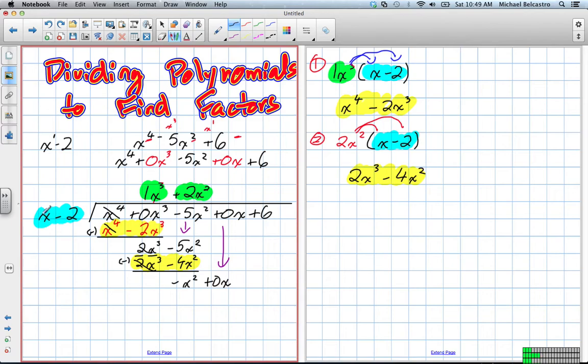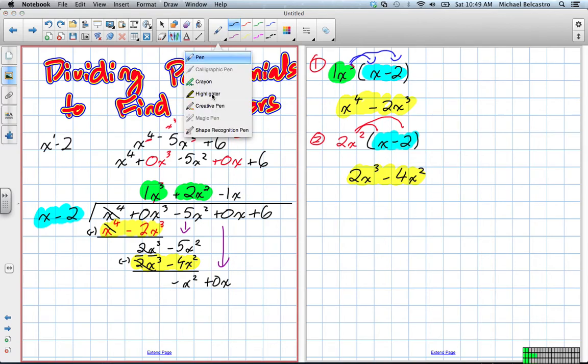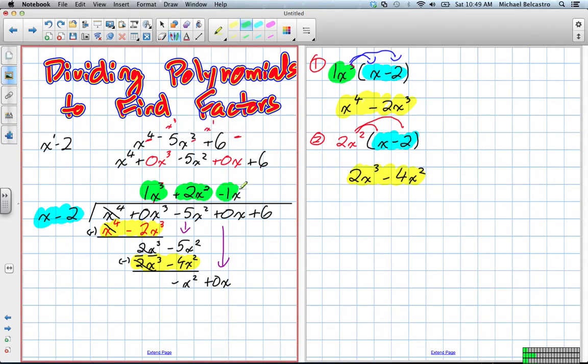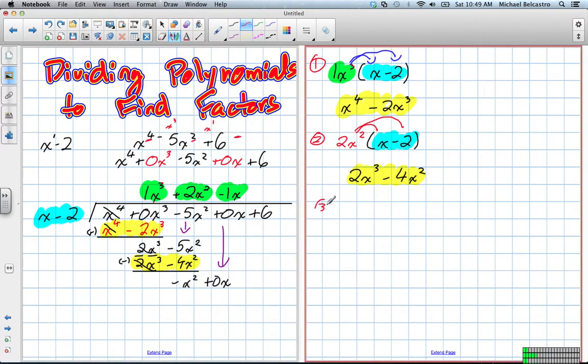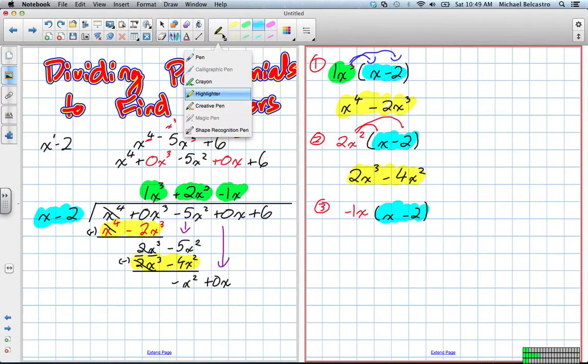Well, in order to get x to negative x squared, I have to multiply by a negative 1. And I also have to multiply by an x. So our next calculation, we're going to take negative 1x. This will be our third calculation. Negative 1x. And again, we multiply by what we always multiply by, our divisor here, x minus 2. Okay? I'm just highlighting them so the notes will make sense after.